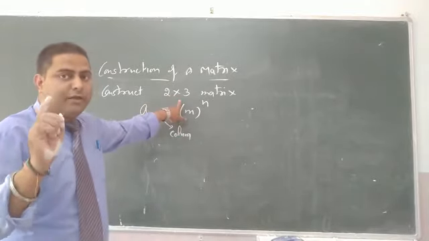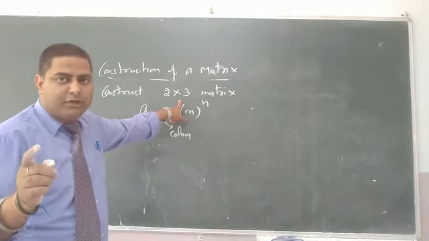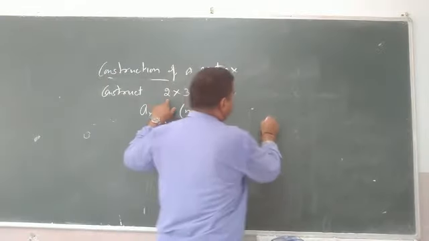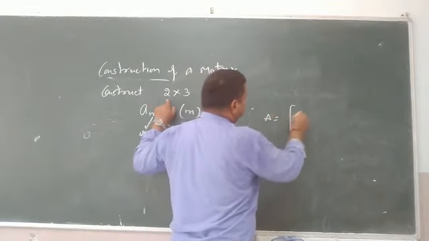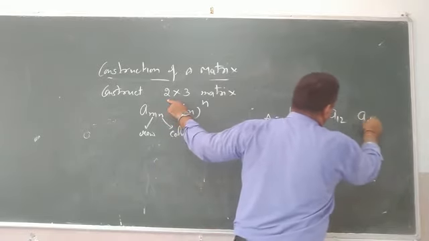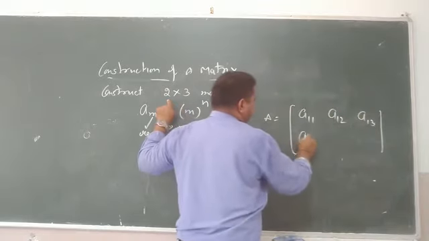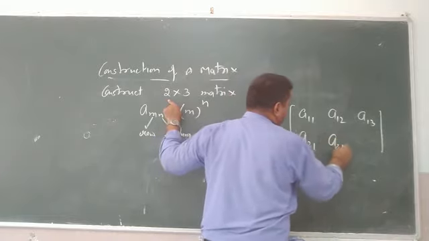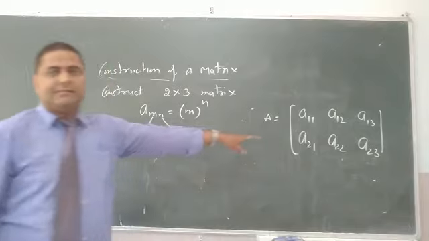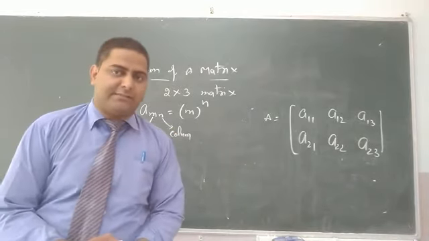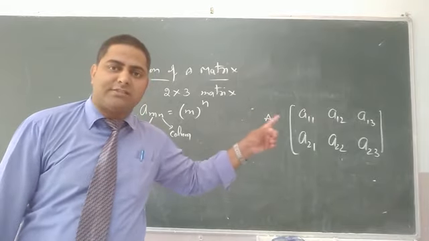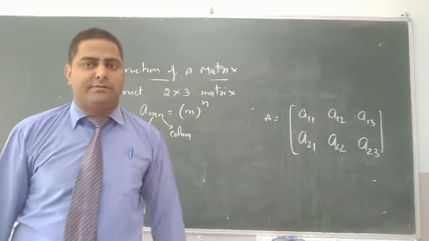So the total number of members will be 6. 2 into 3, total members will be 6, and the order of the matrix is 2 by 3, which means we must have a matrix like A11, A12, A13. Then we have A21, A22, A23. This is the general form of the matrix, right? Order 2 into 3, 2 rows and 3 columns.